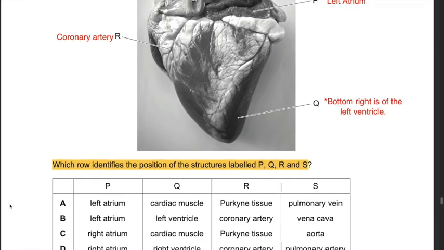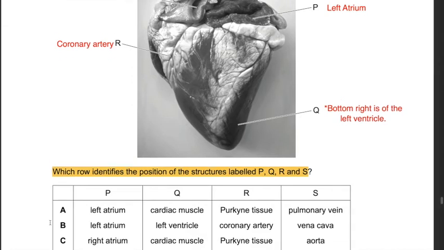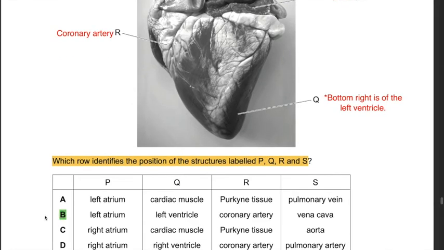And if you look at S, S cannot be pulmonary vein as the pulmonary vein brings oxygenated blood to the left side of the heart. However, S over here represents the right side of the heart. Hence, A is incorrect, leaving us with the answer being B. P being the left atrium, Q being the left ventricle, R being the coronary artery, and S being the vena cava.